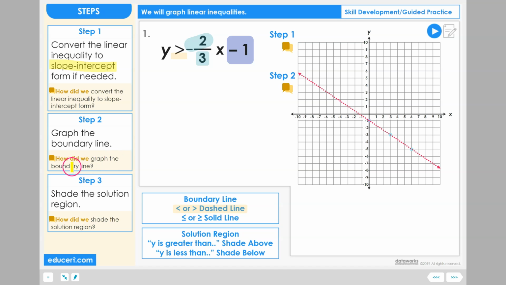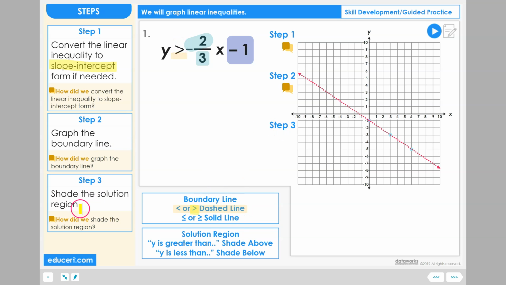How did we graph the boundary line? We graphed the boundary line by first using the intercept and the slope movement from the linear inequality in slope-intercept form, and then we determined which type of boundary line, dashed or solid, based on the inequality type. Since it was a greater than type, that meant that we used a dashed line.